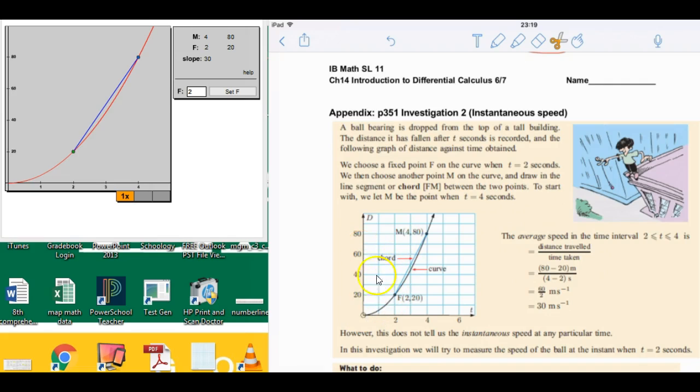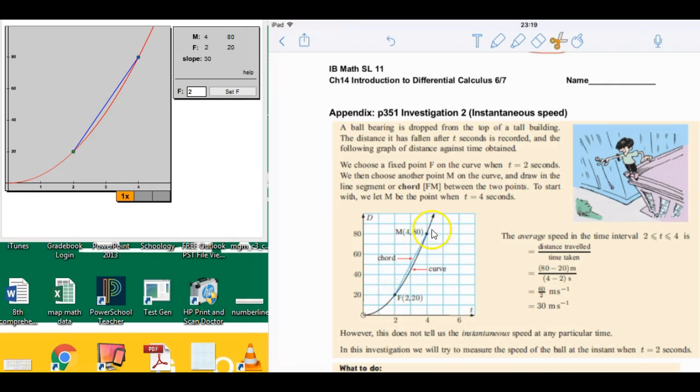And of course, since this is a distance versus time graph, the slope is distance divided by time, which is velocity, right? And we could find average velocity by comparing the y's and x's of two different points and finding the slope. So for example, point F (2, 20) and point M (4, 80). If we find the slope of this triangle here, that's going to give us 80 minus 20, which is 60, over 4 minus 2, which is 2. 60 divided by 2 is 30.